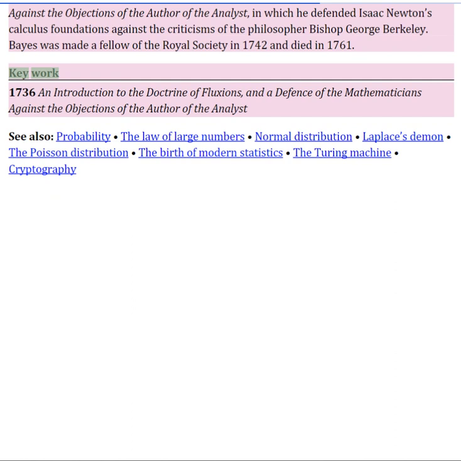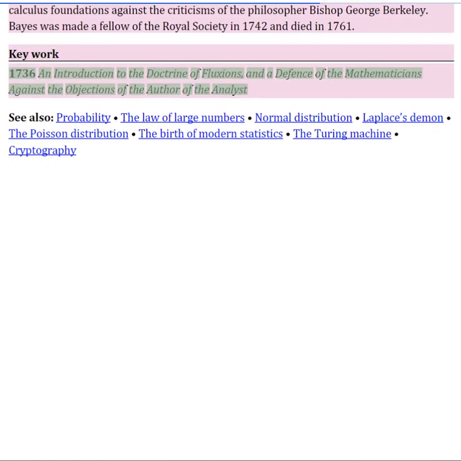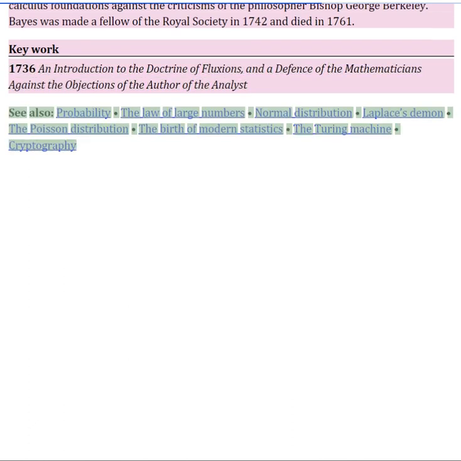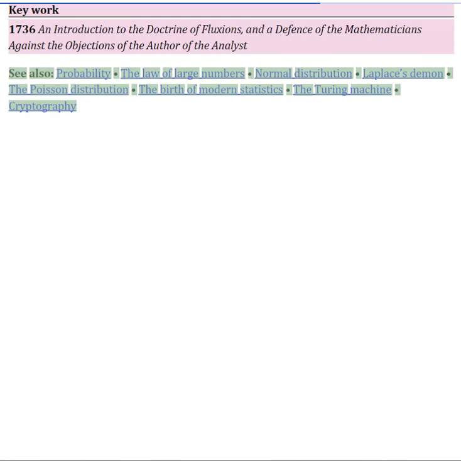Key work. 1736 An Introduction to the Doctrine of Fluxions, and a Defence of the Mathematicians against the Objections of the Author of The Analyst. See also: probability, the law of large numbers, normal distribution, Laplace's demon, the Poisson distribution, the birth of modern statistics, the Turing machine, cryptography.